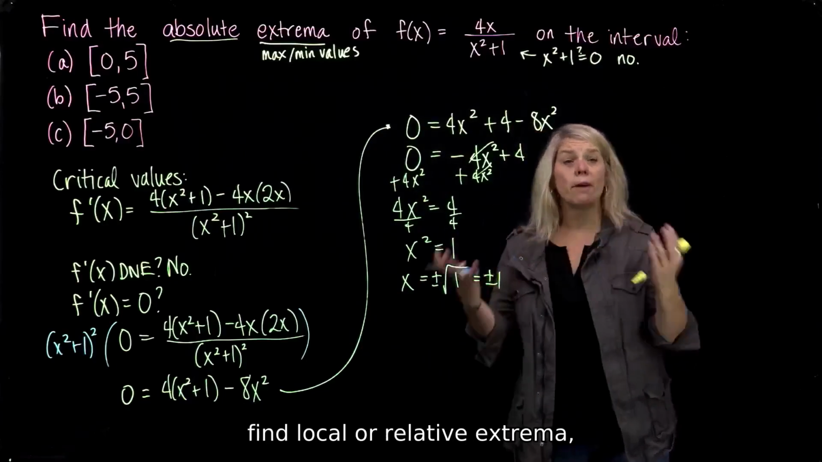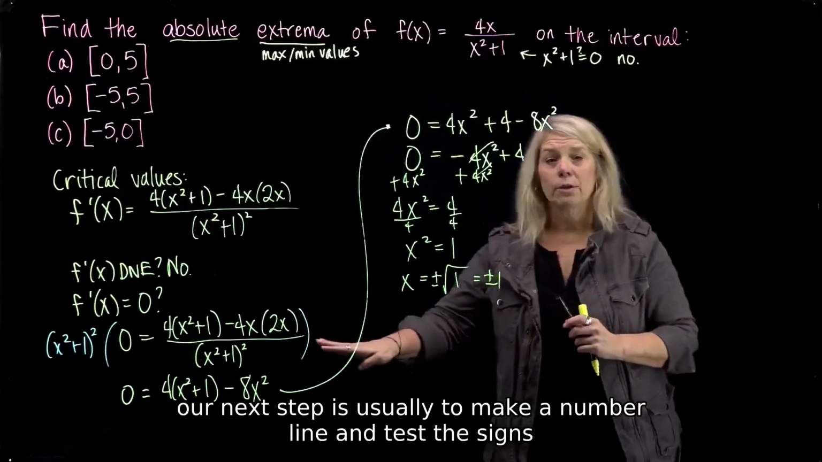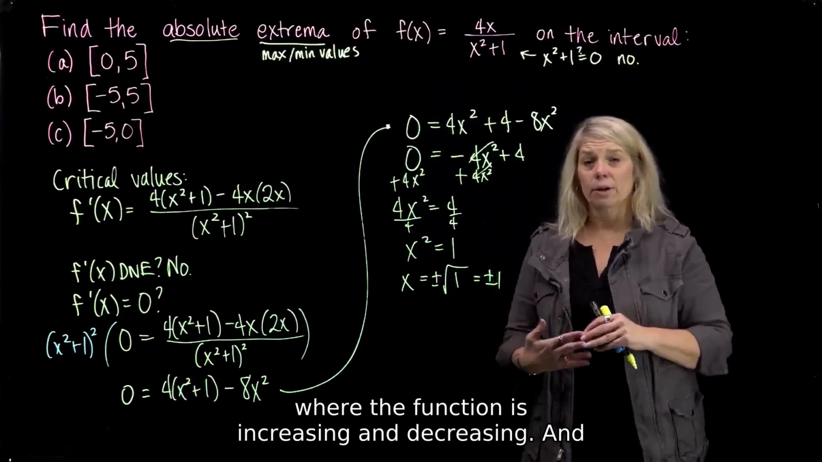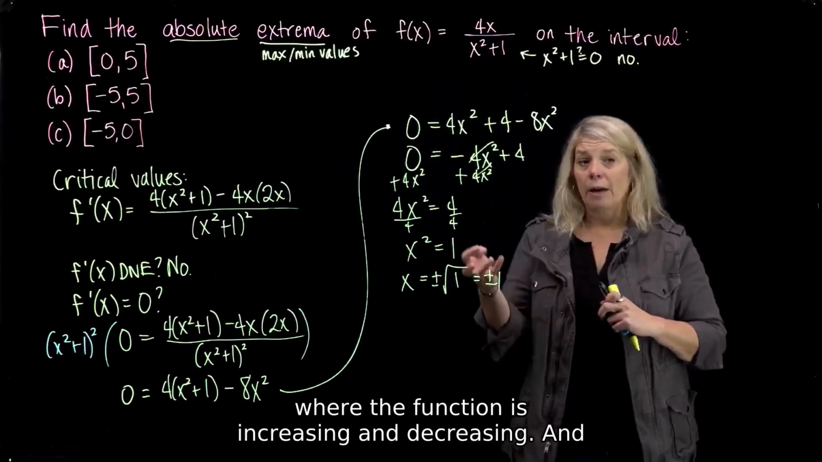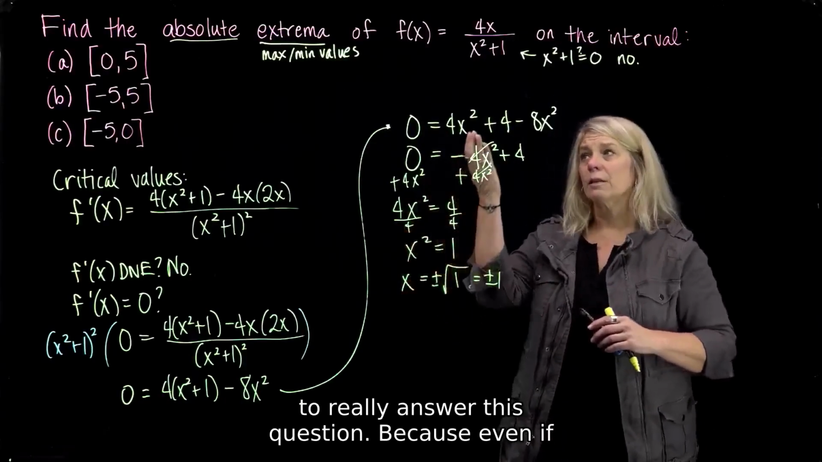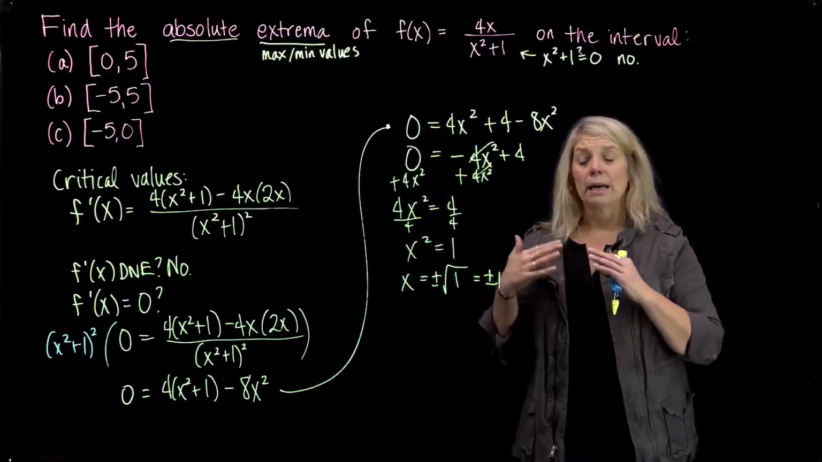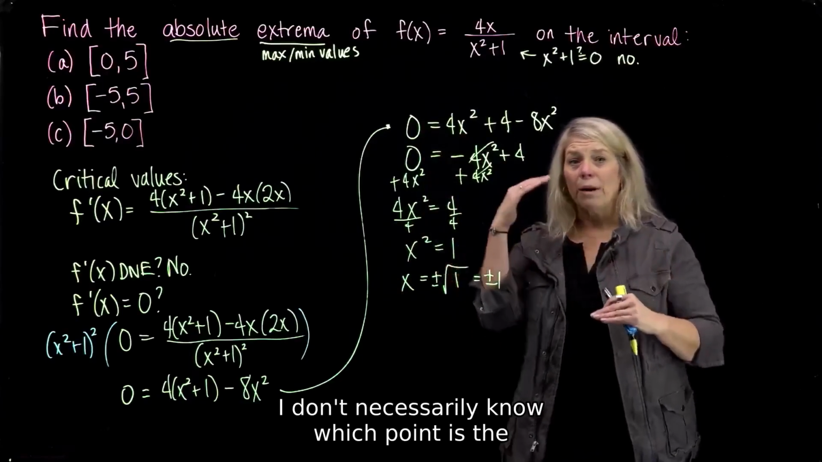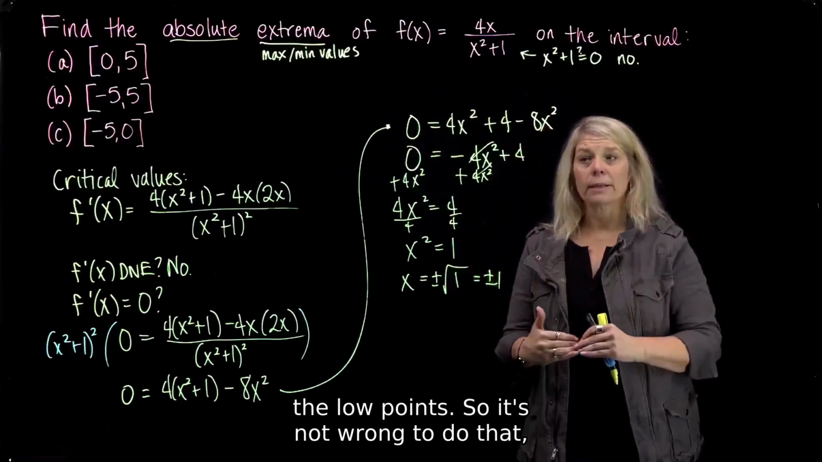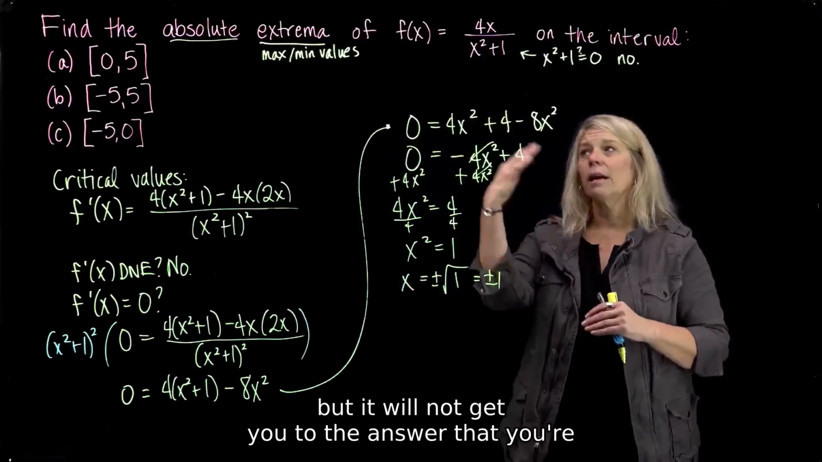All right, so when we find local or relative extrema, our next step is usually to make a number line and test the signs on the derivative to determine where the function is increasing and decreasing. And you can do that here, but that's not enough to really answer this question. Because even if I know the function is increasing and decreasing, I don't necessarily know which point is the highest of the high points or the lowest of the low points. So it's not wrong to do that, but it will not get you to the answer that you're actually looking for here.